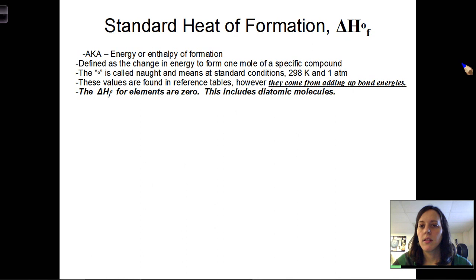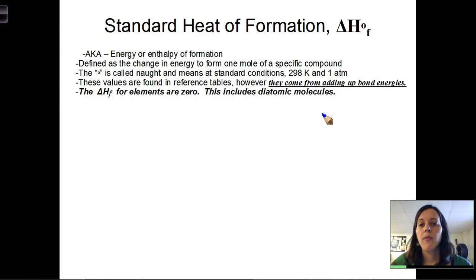This little 0, or O if you want, is called knot, and it means at standard conditions. So specifically, this is the energy associated with performing this reaction at 298 Kelvin and 1 atmosphere. And we're not ever going to change conditions, but standard conditions, that's where it's coming from. In this class, we won't change the conditions. These are constant values. The heats of formation are something that you can find online. We're going to use a page out of our textbook actually.